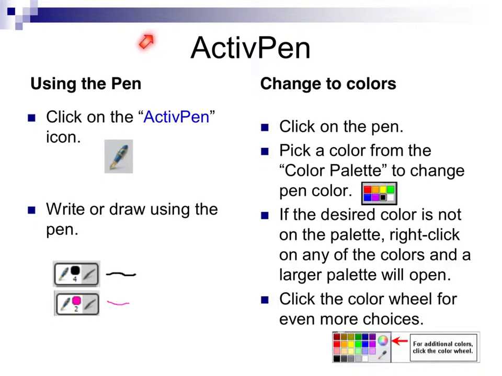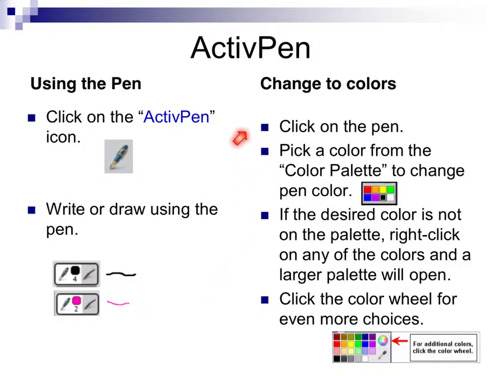What about the ActivPen? Well, to use the ActivPen, of course, you want to click on the ActivPen icon. You can write or draw using the pen, and these are two examples in two different colors. This is a line thickness of 4 in black, and this is a line thickness of 2 in pink, which allows you to see the different ones.